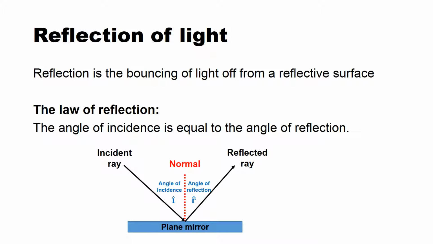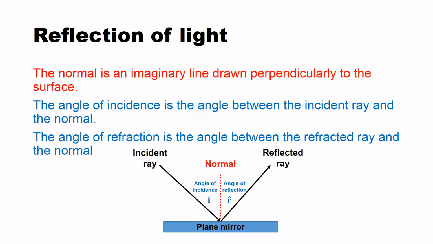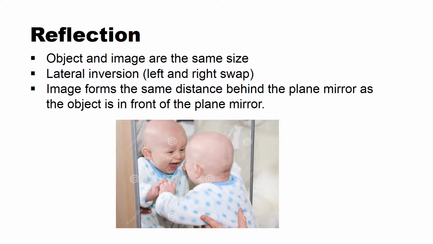The reflected ray is the ray which then leaves from the plane mirror, so it is the ray that bounces off. The angle of reflection is always between the normal and the reflected ray. Just to quickly cover all of those again, the normal is an imaginary line drawn perpendicularly to the surface. The angle of incidence is the angle between the incident ray and the normal, and the angle of reflection is the angle between the reflected ray and the normal.